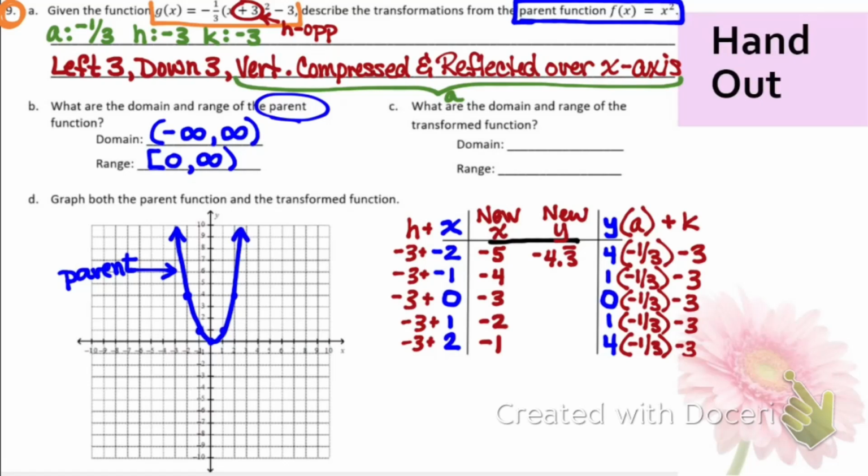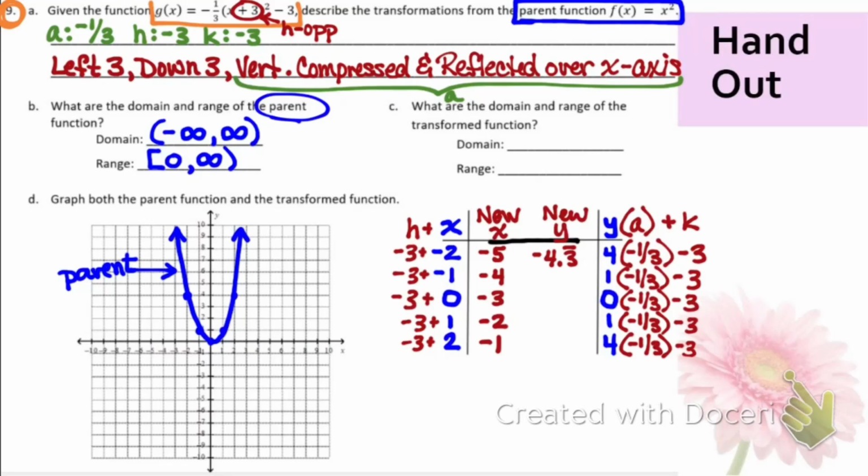I thought it was negative 4.3, and then the second one negative 3.3. Yeah, that is also correct. Negative 13 over 3 is the same thing as negative 4.33333. I'm glad you're using your head though.